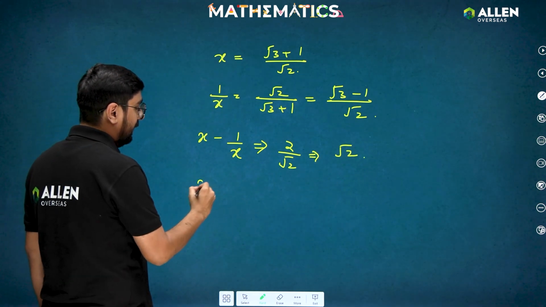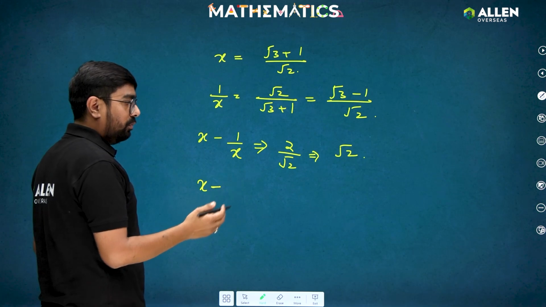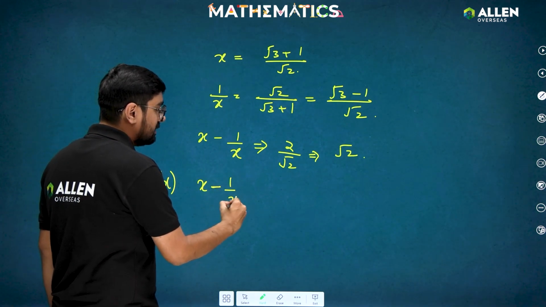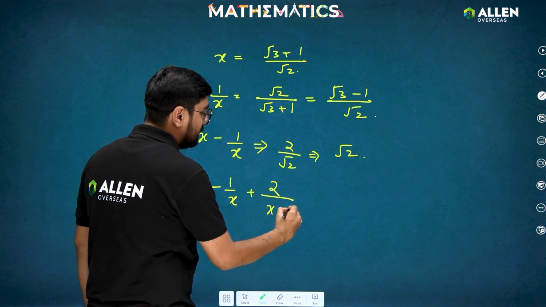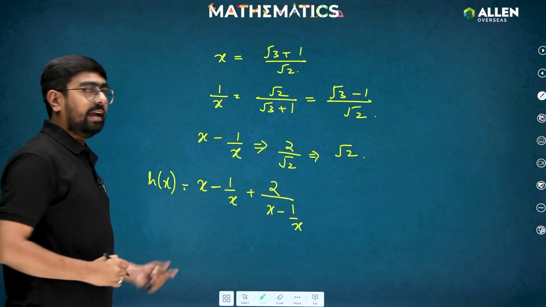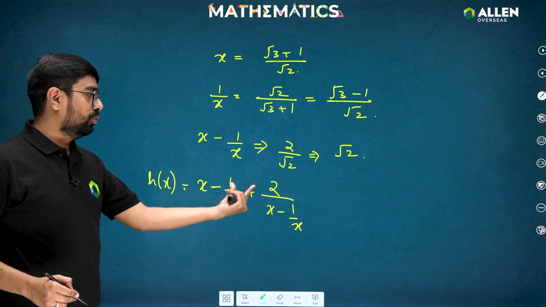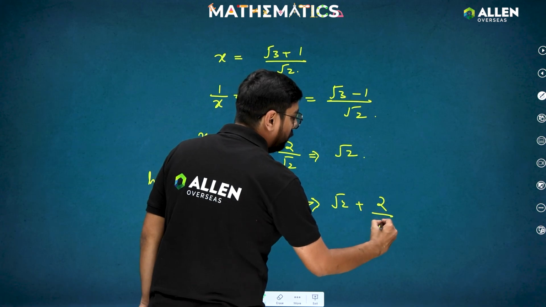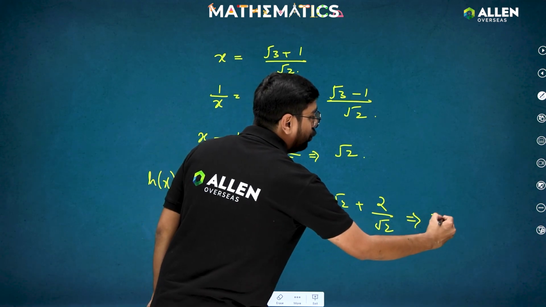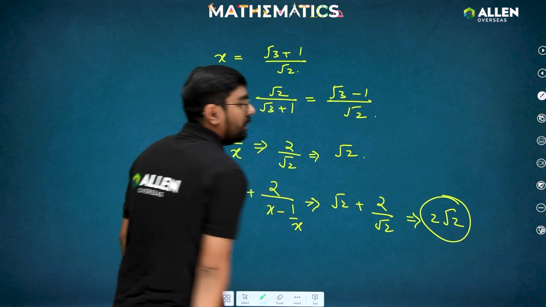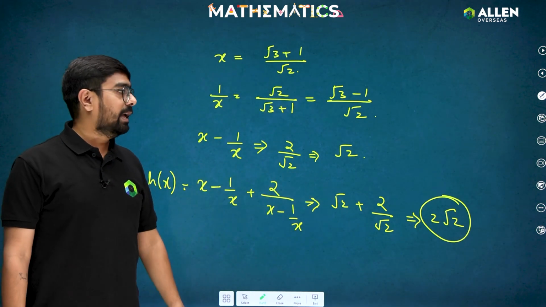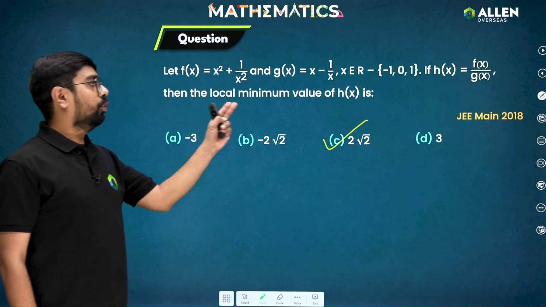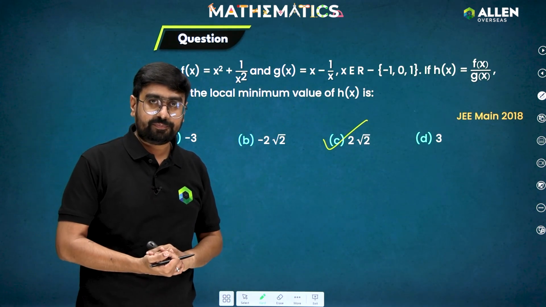So what are we supposed to find? What was our function h of x? H of x was equal to x minus 1 by x plus 2 upon x minus 1 by x. This was our h of x. So x minus 1 by x is root 2. So what are we going to have? We are going to have square root 2 plus 2 upon square root 2. This is going to be equal to 2 square root 2. And 2 square root 2 will be the local minimum value of h of x.